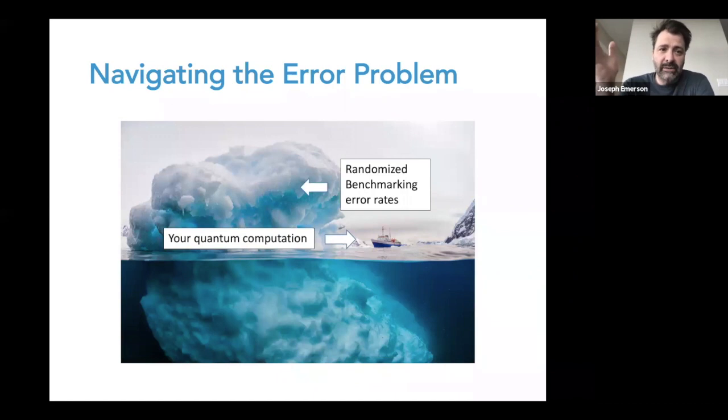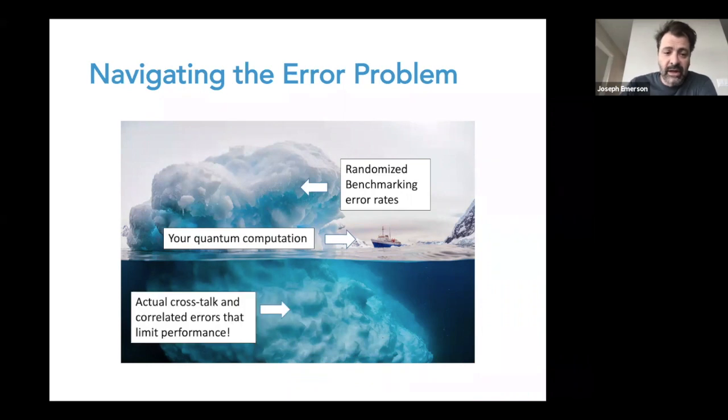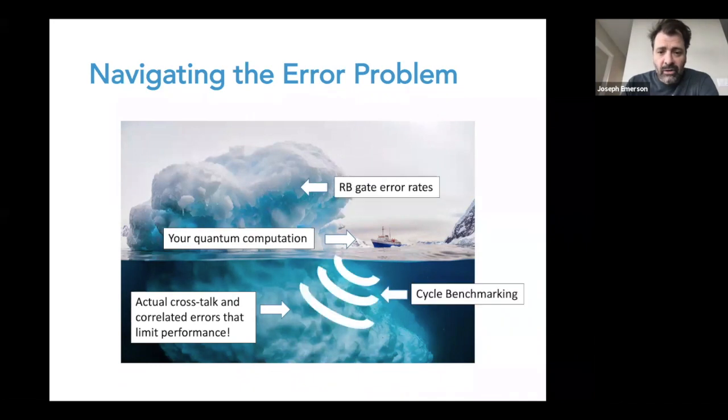What we're discovering now is that randomized benchmarking is inadequate. It was something we've been advocating for a while, but now we're showing this explicitly: randomized benchmarking is really just showing us the tip of the iceberg. The actual crosstalk and correlated errors that limit performance in the NISQ era, and that are absolutely necessary to understand in the fault-tolerant era, are the true challenge. Our goal here is to introduce cycle benchmarking, which helps us navigate that challenge.